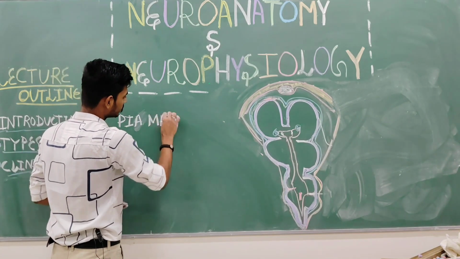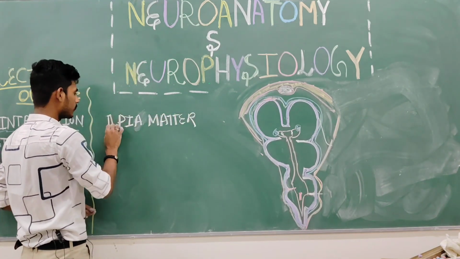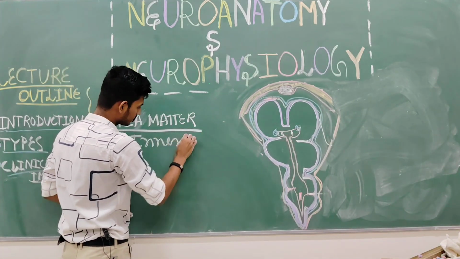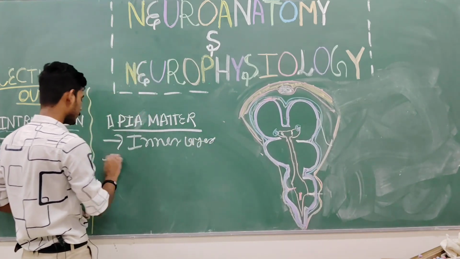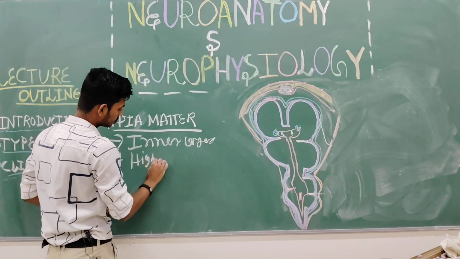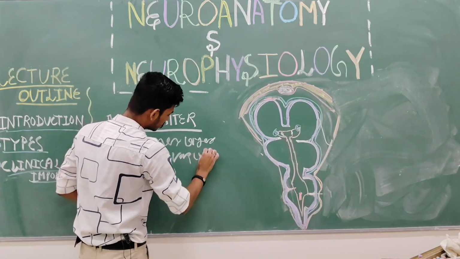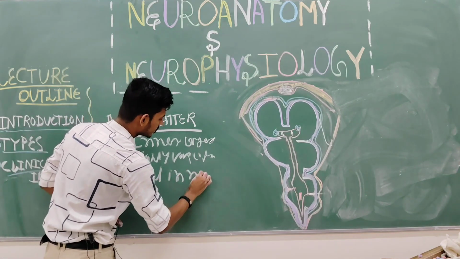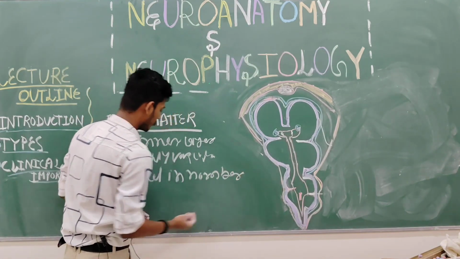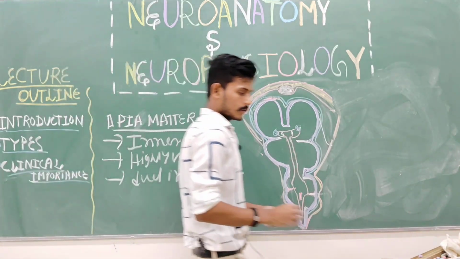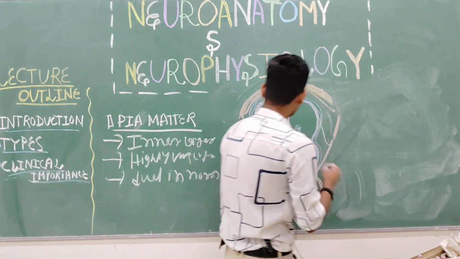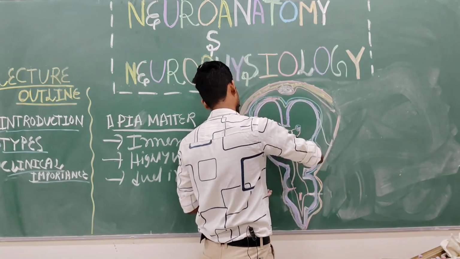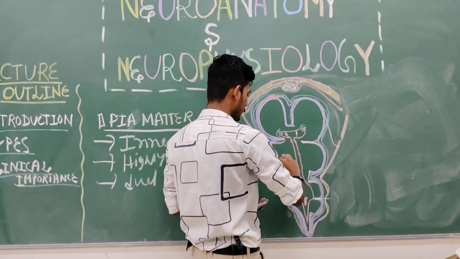Now, the first thing you should know is that this is your inner layer. Okay, this is also highly vascular, and it is also dual in number. Now, the inner layer, which is connected with the brain tissue. I should mark this brain tissue. Yeah, this white one is your brain tissue.